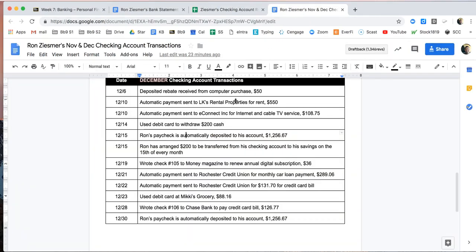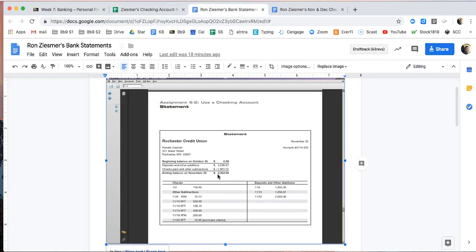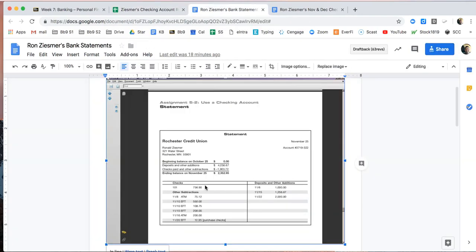If you look at the bank statement, record this ending balance right here. I did not do this for December, but I did it for November. $2,352.95. Enter that right here. Then you're going to do any outstanding deposits. Here's how you figure out if something is outstanding.